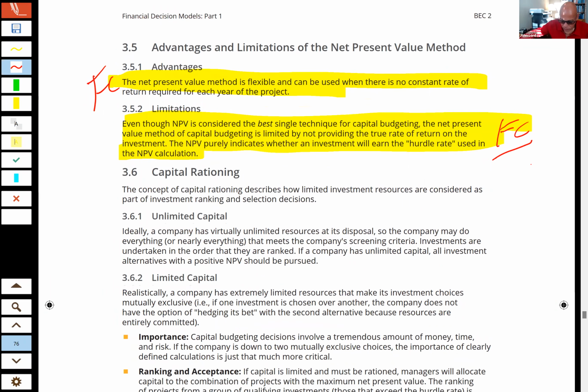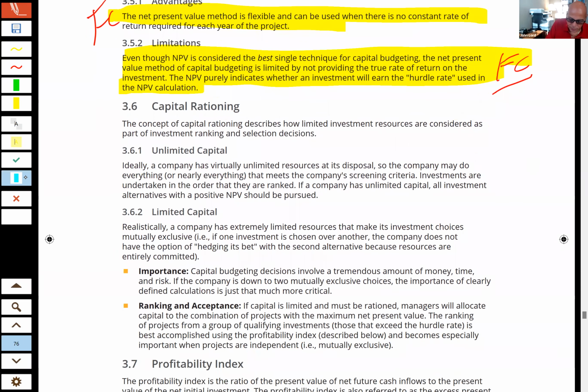Okay, good. Now we come over to limited capital. Okay, companies don't have unlimited capital, generally they don't, to go and pursue every single project that has a positive net present value. So we could use, did I tell you the flashcard limitation? Yeah, okay.